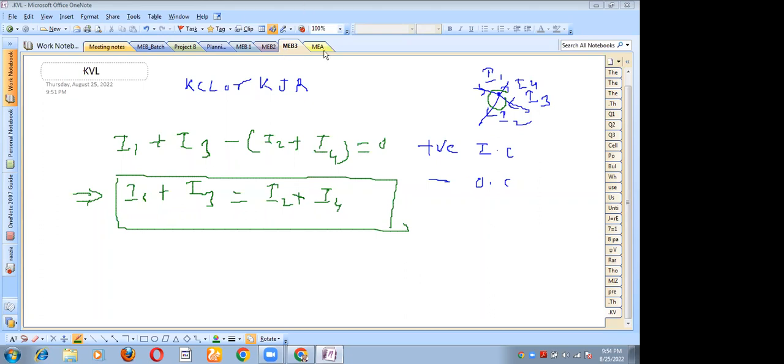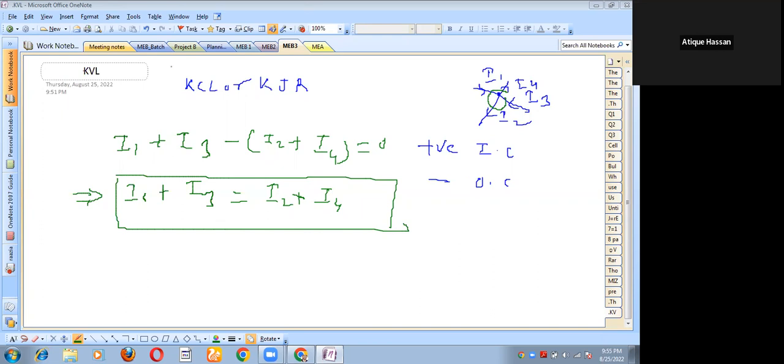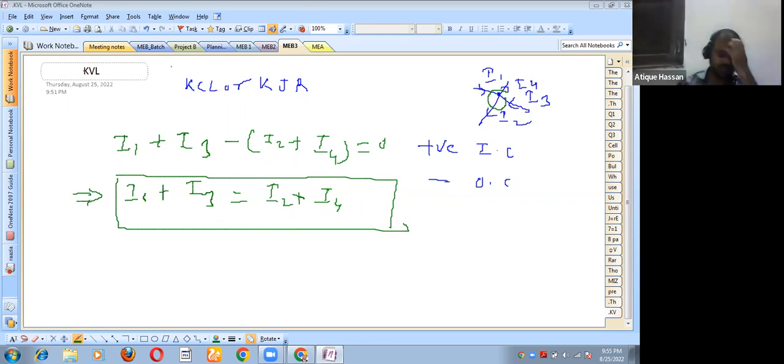All right. So based on this Kirchhoff junction law, we will do one question. Not many questions are asked based on the junction law. Basically, we will have more and more questions based on Kirchhoff voltage law. But I am giving you one question which is based on Kirchhoff current law.